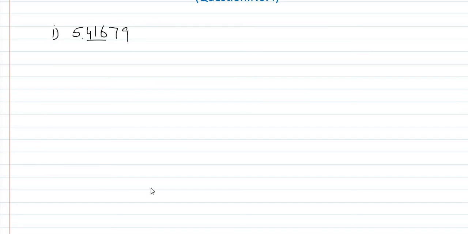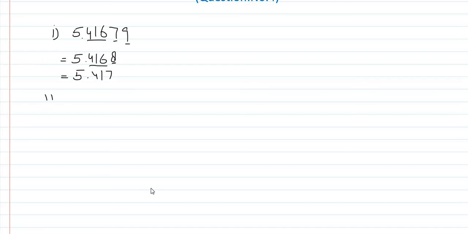How we round off? If the last number is 5 or greater than 5, we add 1 in the next number. Okay, if the last number is less than 5, then we do not add 1 in the next number, okay. Here we get 5.416, as 9 is greater than 5, so we add 1 in the next number, here we get 8, okay. Now here, we have to round off till 3 decimal places. So now we remove 8, 5.41, as 8 is greater than 5, so 6 becomes 7, we add 1 in the next digit.